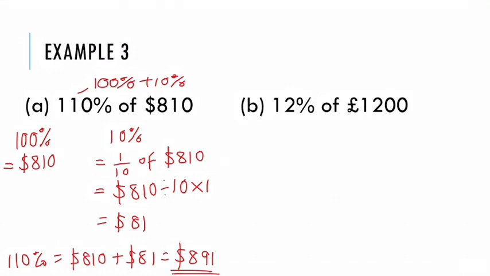So for 12%, I can take 10% and add 2%. Now we don't have 2% in our table of values, but remember what we did in the last question, you can find 1% and then double it, okay? So 2% is just 2 times 1%. So let's start by finding 10%.